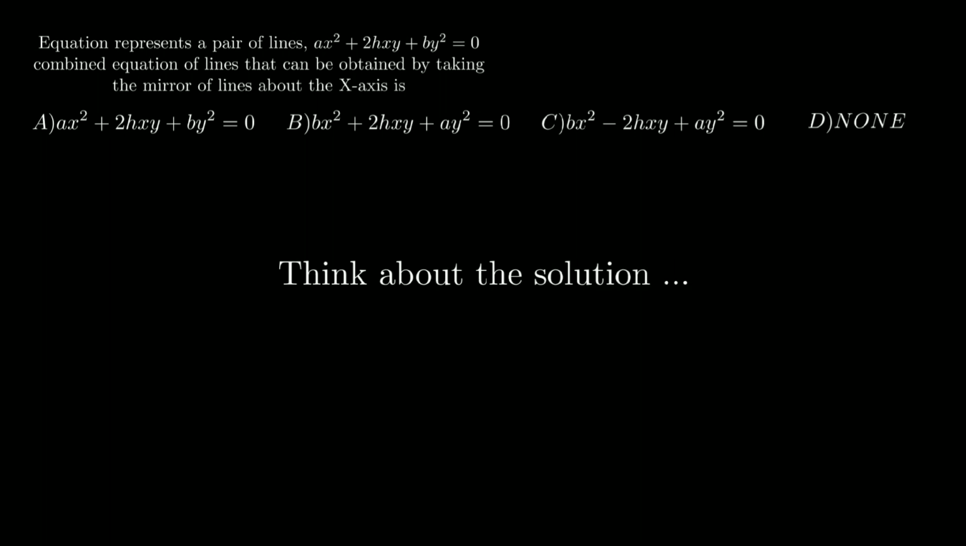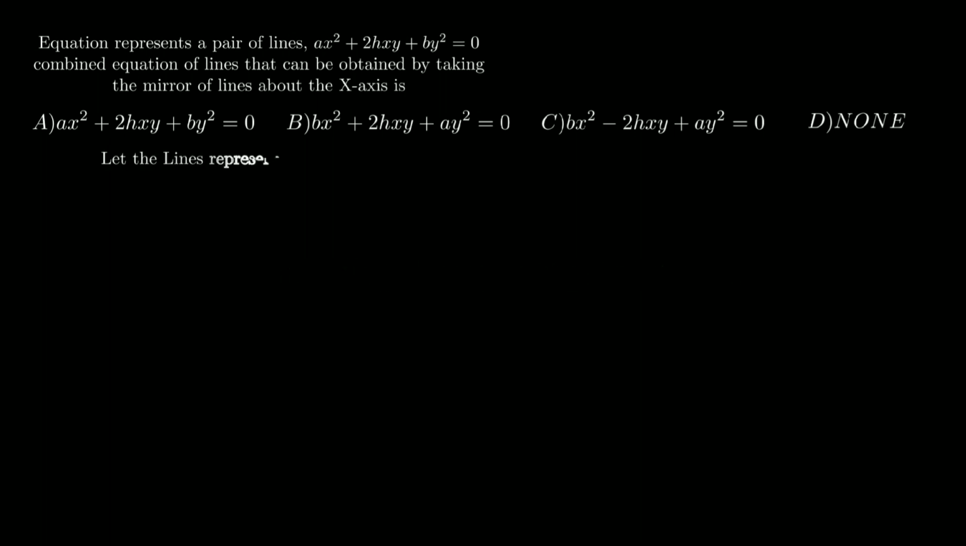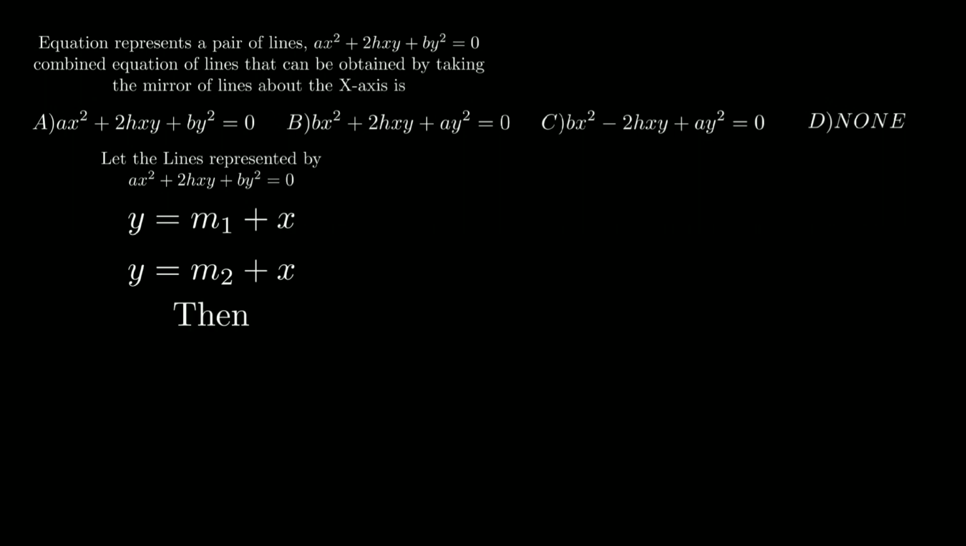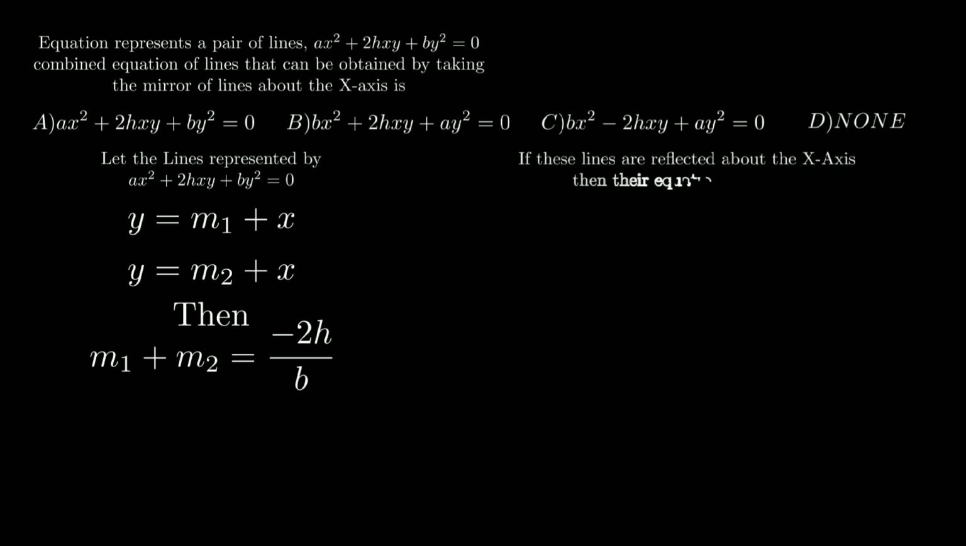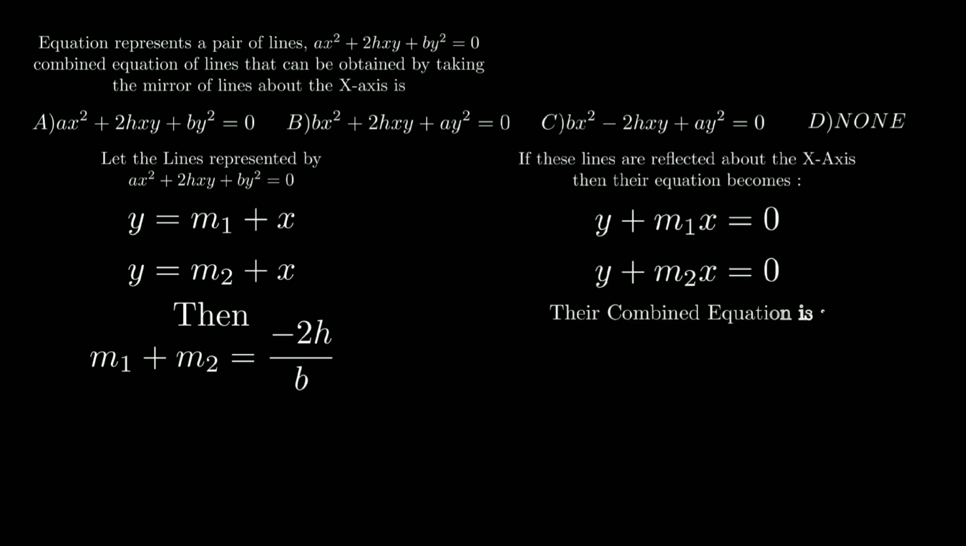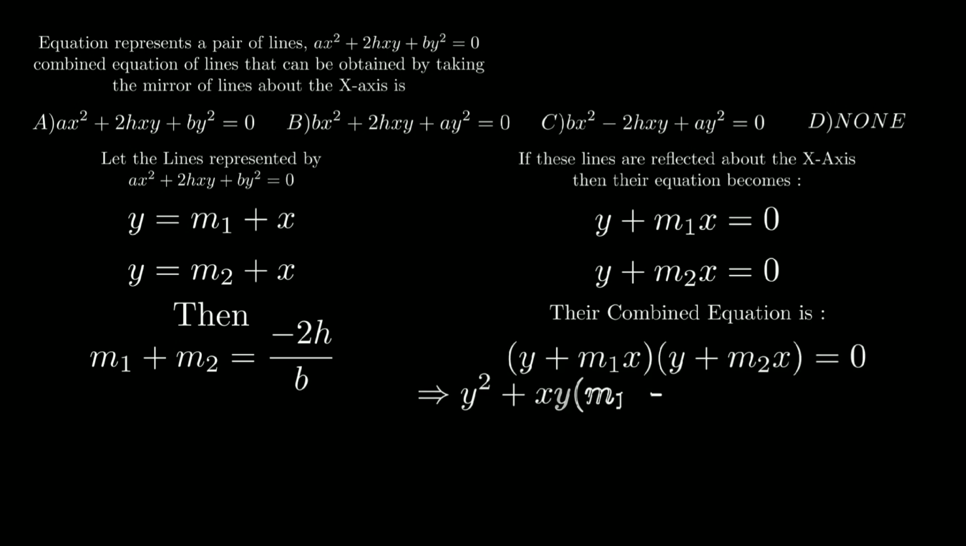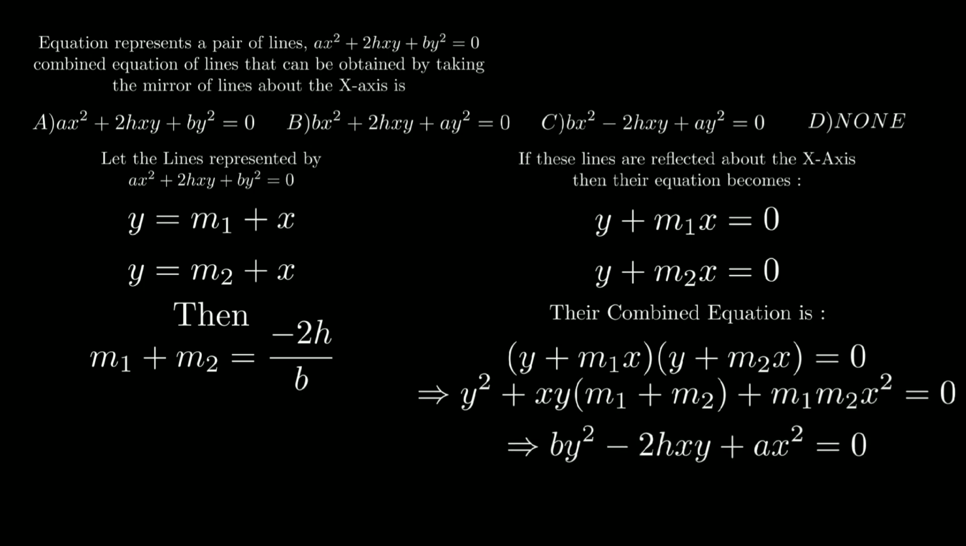So if we look at this ax square plus 2hxy plus by square equal to 0, we know that we can come up with y equal to m1 x, y equal to m2 x. So this gives m1 plus m2 equal to minus 2h by b. If these lines are reflected about the x-axis, then we get y plus m1x equal to 0, y plus m2x equal to 0. The combined equation of this is (y plus m1x)(y plus m2x), and we know that m1 plus m2 equal to minus 2h by b, so this gives by square minus 2hxy plus ax square equal to 0.